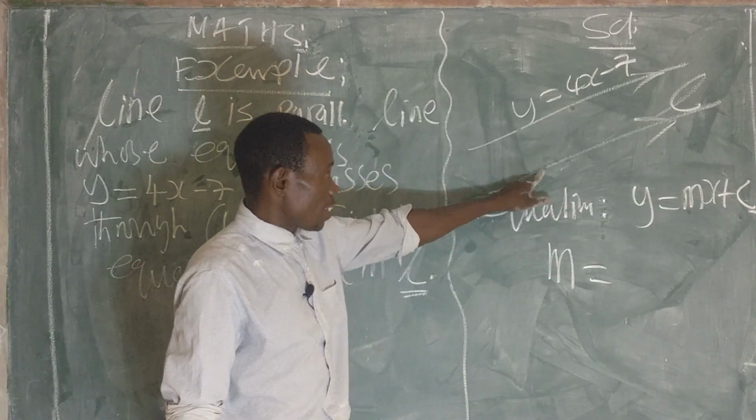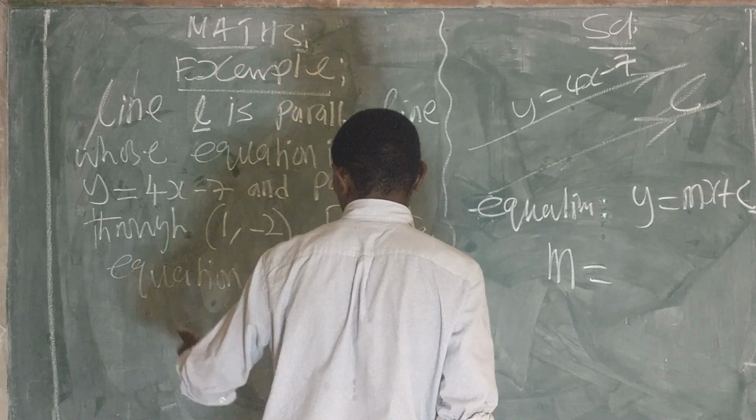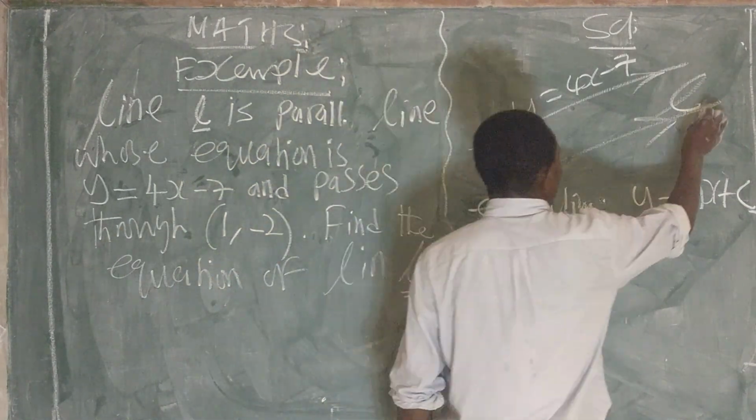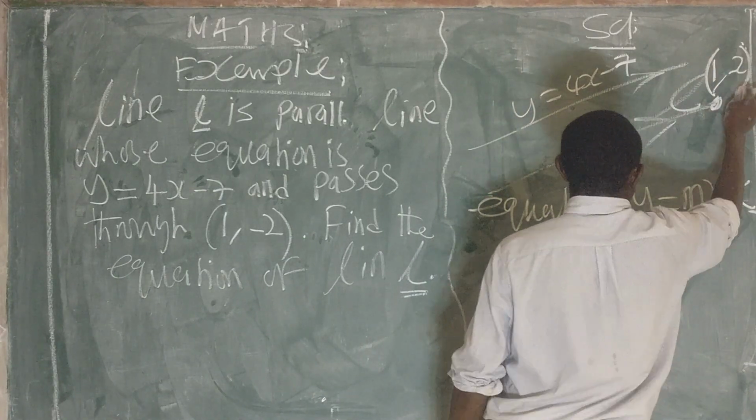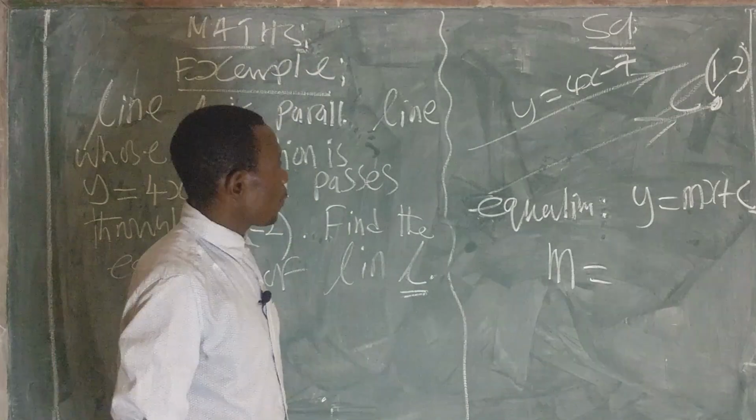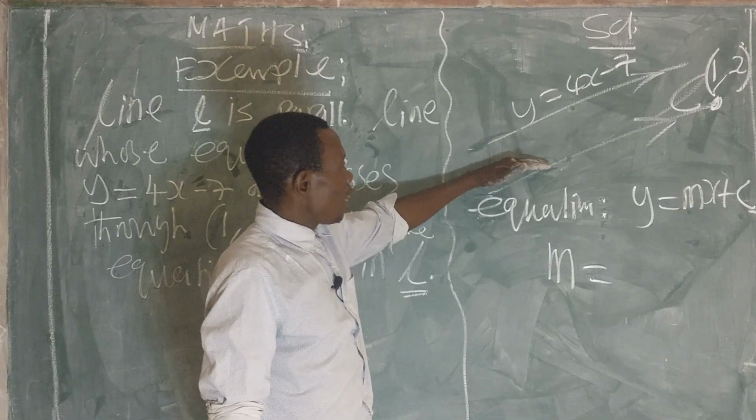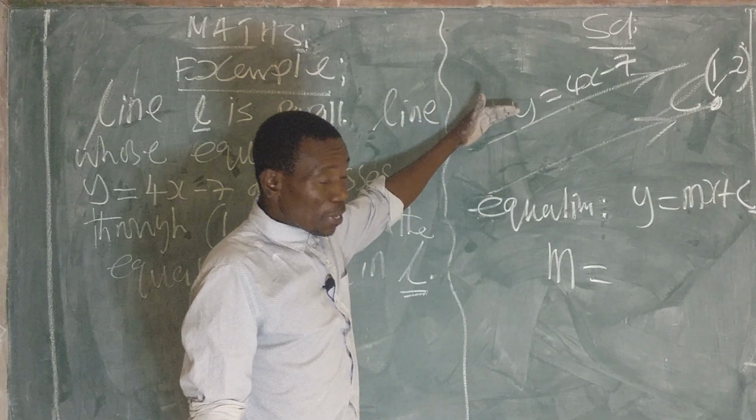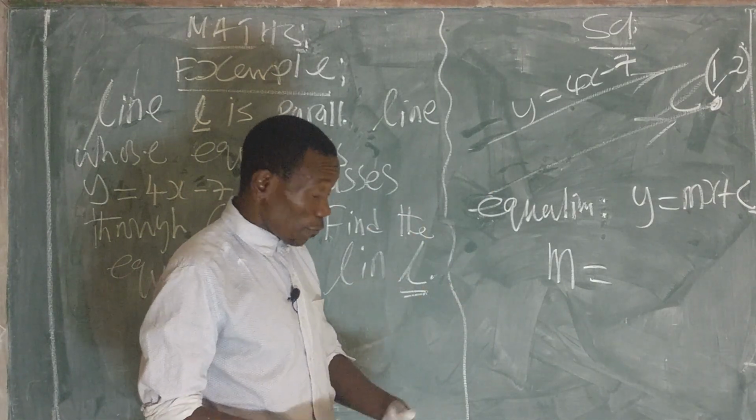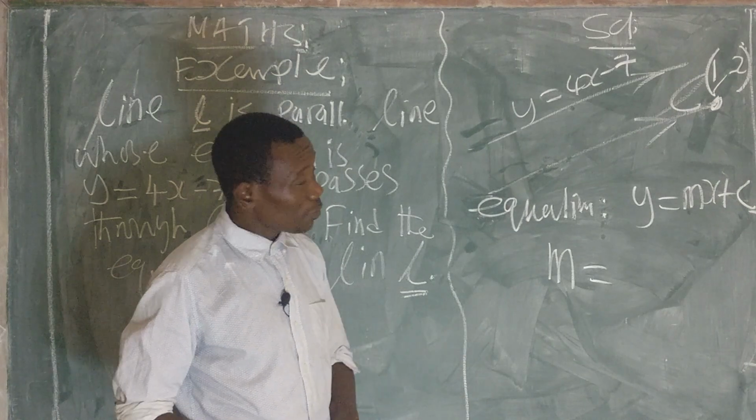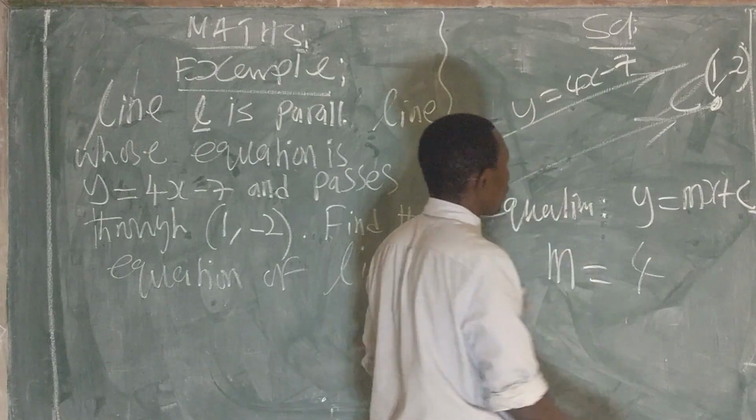For this line, we are targeting the line L. We don't have enough information about L. What we are told is only that this line is passing through the point (1, -2). That's the only information we have. But since we are told that this line is parallel to the other one, the gradient for the two lines must be the same. So the gradient of this line is also 4, the coefficient of x.